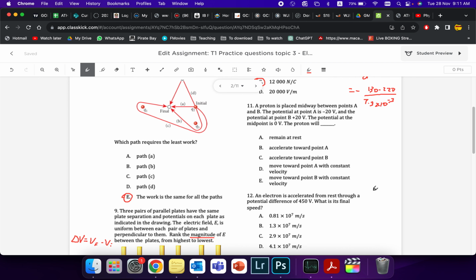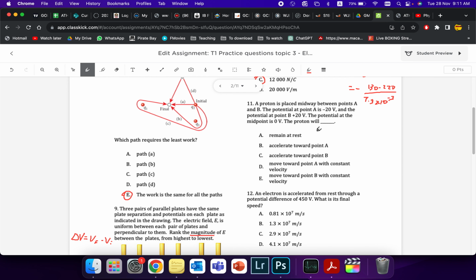Okay. Next question over here, we're going to see a proton is placed between A and B. So we're going to have A and B. This is A, which is minus 20, and this is B, which is plus 20. The field must be going like this, from plus to minus. So this is the field. In the middle is 0, fine. I place my proton here, where will he go? I release him. Does he want to go towards the minus or towards the plus? Well, of course he is positive, so he will go towards the minus.